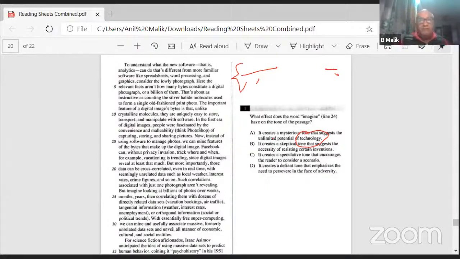For example, if I go and check this one, he tells me in line 24, what does the word imagine mean? So I read. He says, "But imagine looking at billions of photos over weeks, months, and then correlating them with dozens of so and so." So I know he's asking me to think about something. Nothing negative, sir. He's asking me to think about something. Neutral to positive. So mysterious is out. Skeptical is out. Defiant is out. I have one answer.